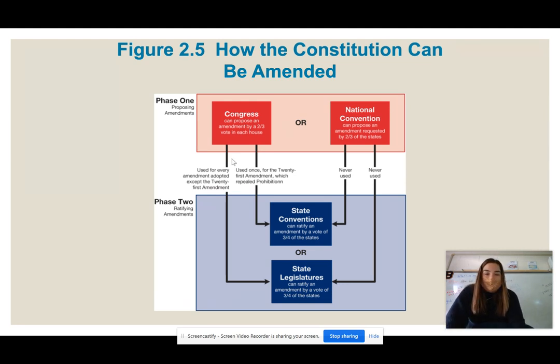And then if you look down here, you'll see that the 21st Amendment repealed prohibition, which was the banning of the selling, consumption, and distribution of alcohol in the states. You remember that because you think 21, you have to be 21 years old to drink. So that's how you remember that amendment. And then you look here, state conventions can ratify it or state legislatures can ratify it.